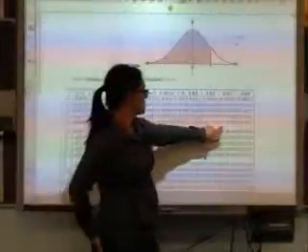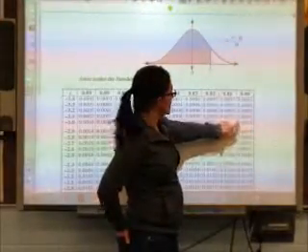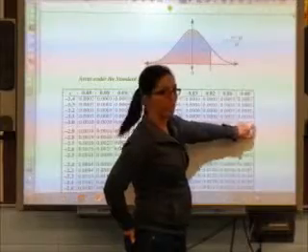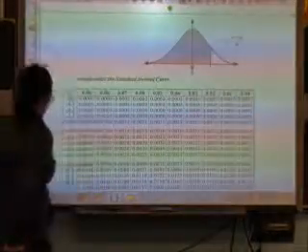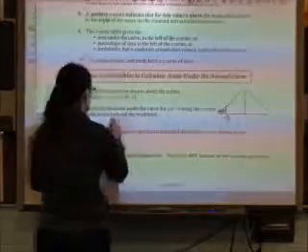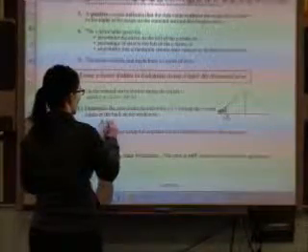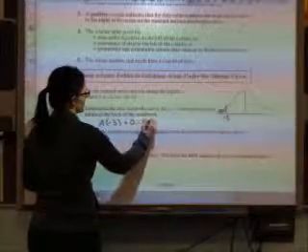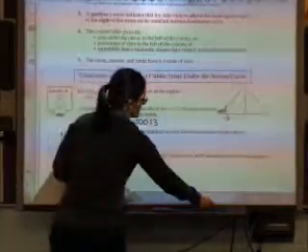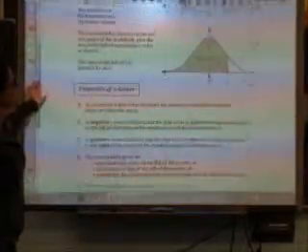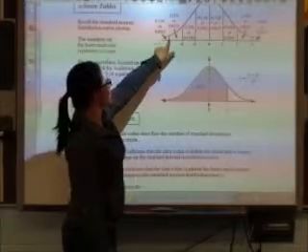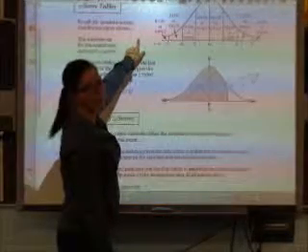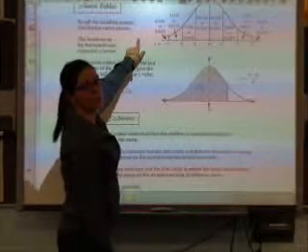-3.00 is 0.0013. That's the area to the left. So the area of -3 would be 0.0013. And if you go up to the top of the page, the area to the left of -3 is 0.0013.